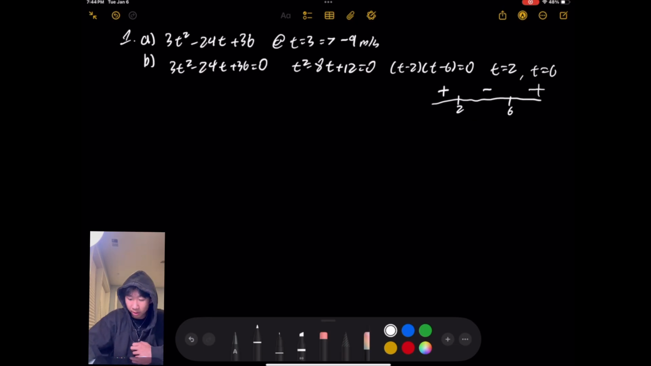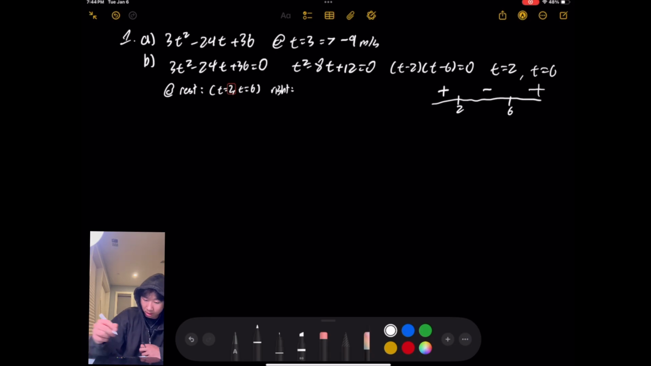So now we know that it's at rest at t equals 2 and t equals 6. It's going to the right when t is less than 2 and when t is greater than 6, and it's going to the left when it's in between 2 and 6. Like that, okay?